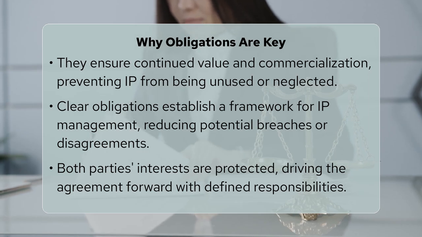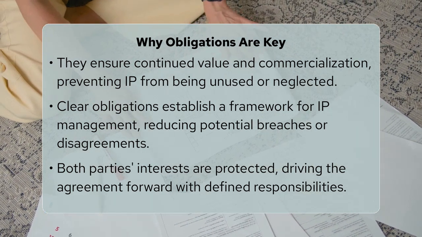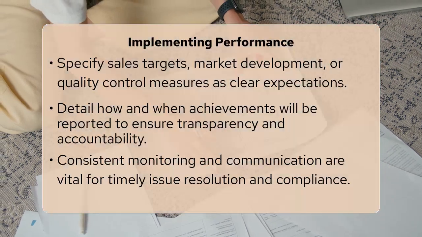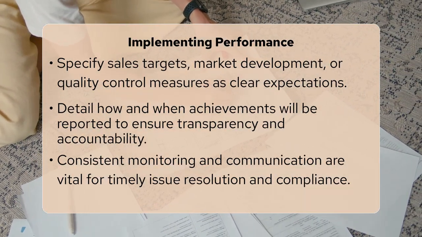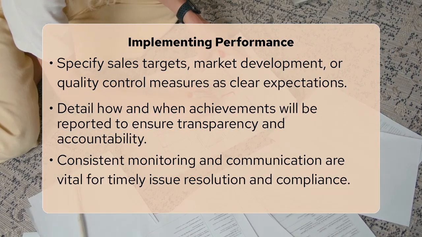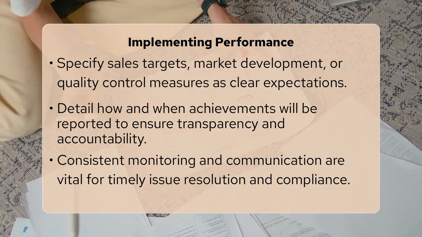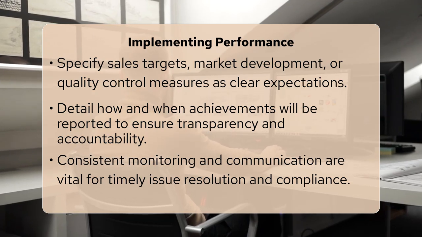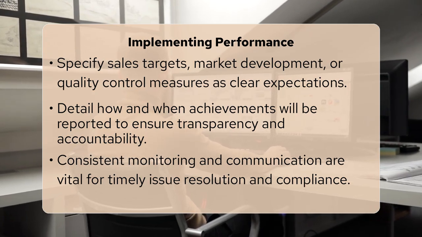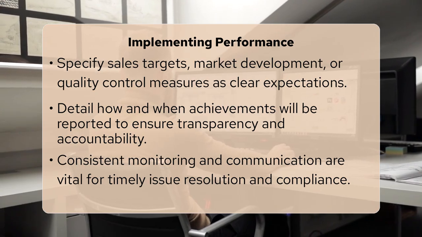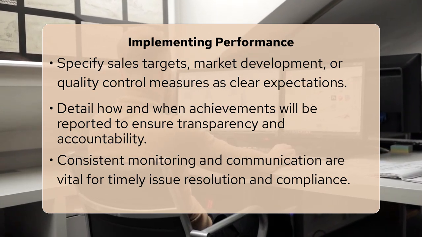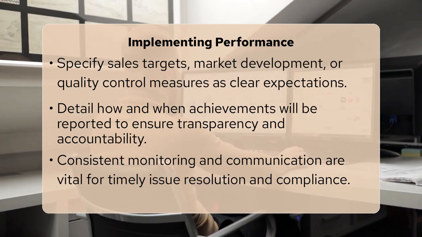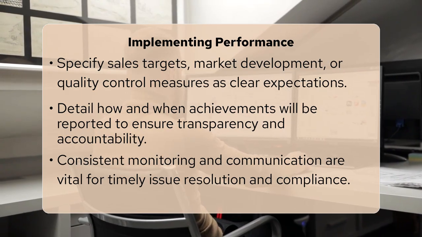To effectively implement these, both parties should clearly define key metrics and reporting requirements. This means specifying sales targets, market development activities, or quality control measures, along with how and when these achievements will be reported. For instance, a licensee might be obligated to launch the product in at least 3 new markets within 2 years, or to spend a minimum amount on marketing each quarter. Consistent monitoring and communication are vital to ensure these obligations are met and any issues are addressed promptly.